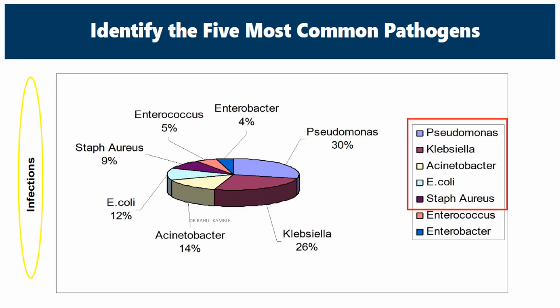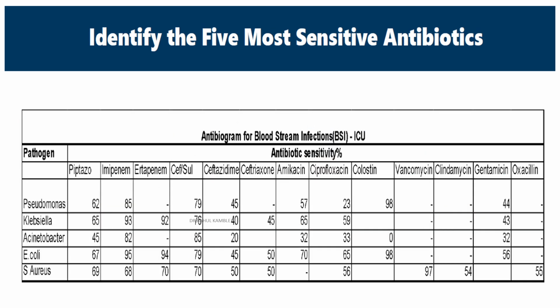Identify the most common pathogens, like we can see from this chart, which shows the frequency of isolation of different organisms. So identify the five commonest pathogens. Then identify the five most sensitive antibiotics, like you can see from this chart. The five most sensitive antibiotics should be selected, like imipenem, ertapenem, cefuroxime, sulbactam, and so on. The five commonest organisms should be selected, and the data should be entered.